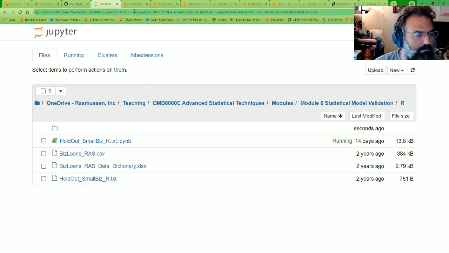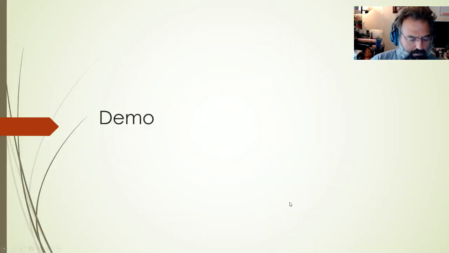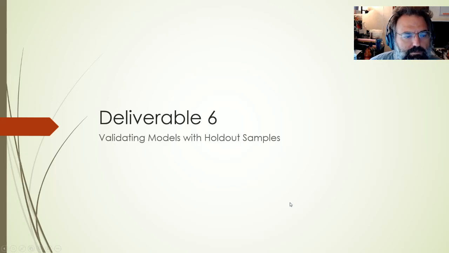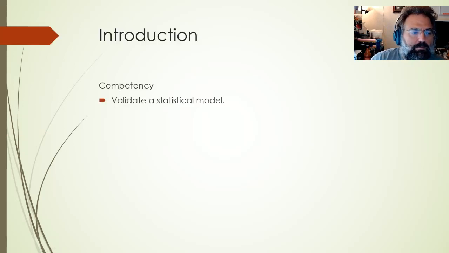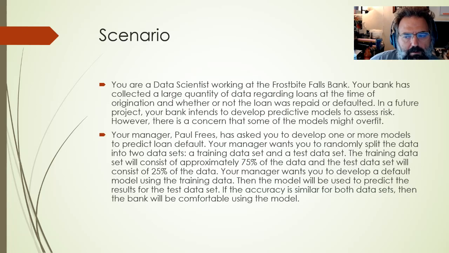And with that, I'll switch back and talk about Deliverable 6. So you guessed it, it's about validating a statistical model.